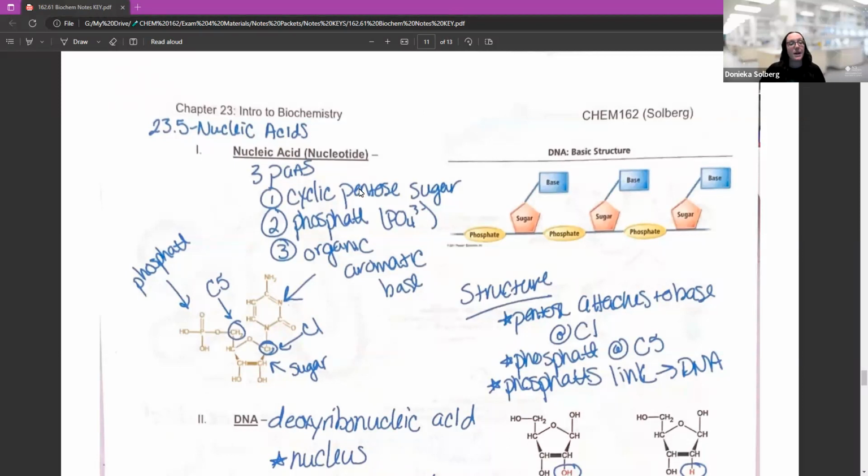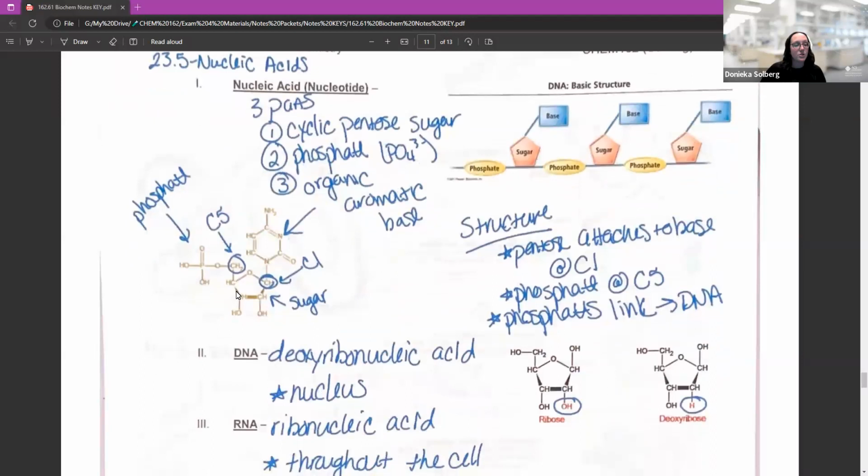So each nucleotide has three parts. There is a sugar connected to a base and a phosphate group. Okay, so cyclic pentose sugar, notice these are my pentagons. So it's 5 carbon sugars connected to a phosphate group and some type of aromatic base. Okay, so this is an example of an entire nucleotide.